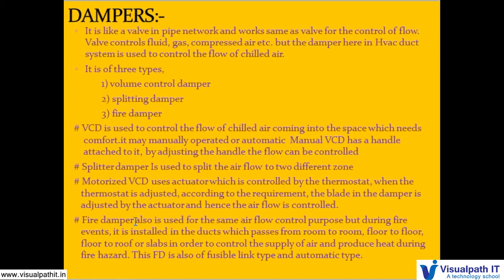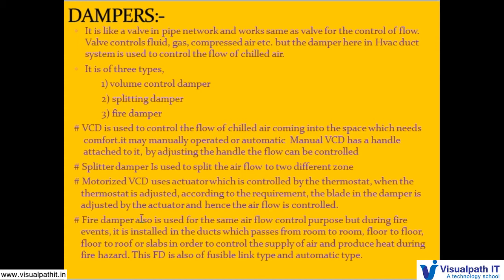Due to the supply of oxygen, the fire will grow. If the fire grows, then it will go to the next room through that same air duct itself. So, in order to cut that, these fire dampers are used wherever the duct is passing through the wall. So the main location for installing the fire damper is the wall.